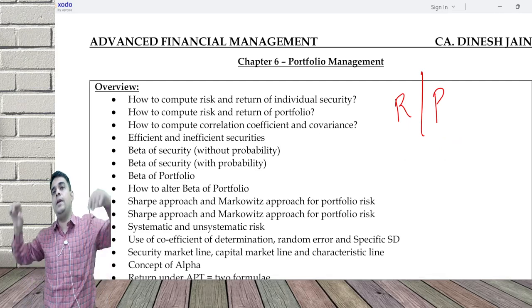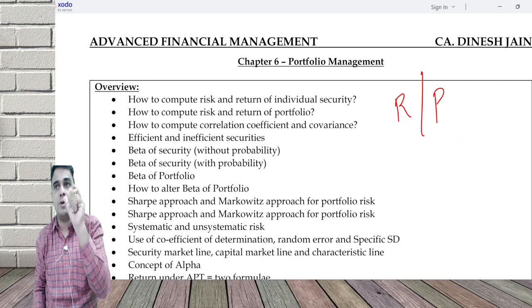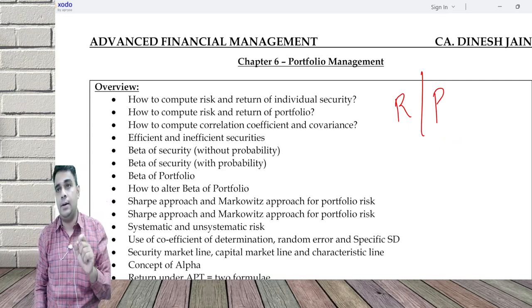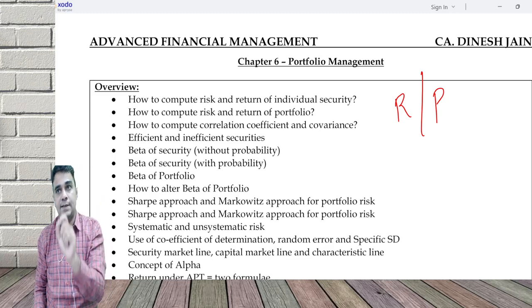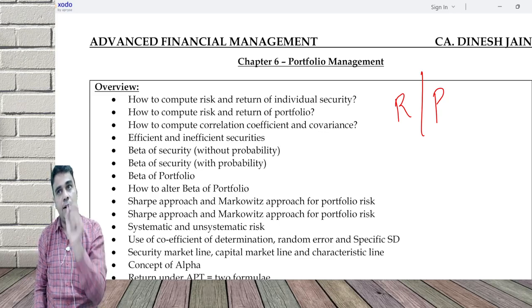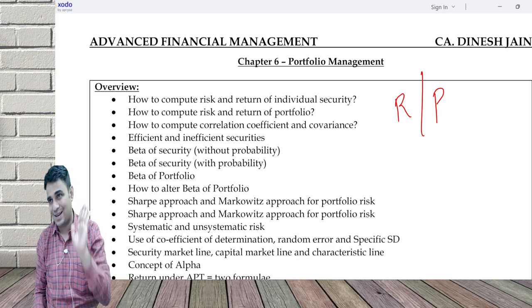In portfolio, we learned first single security, then we learned multiple security, which is called portfolio. For a single security, first you have to calculate return. Return is equal to P1 minus P0 plus D1 divided by P0 into 100. If dividend yield is given, P1 minus P0 divided by P0 plus dividend yield. If data is given in the reverse order, change the order and then do the calculation. So first you have to calculate return.